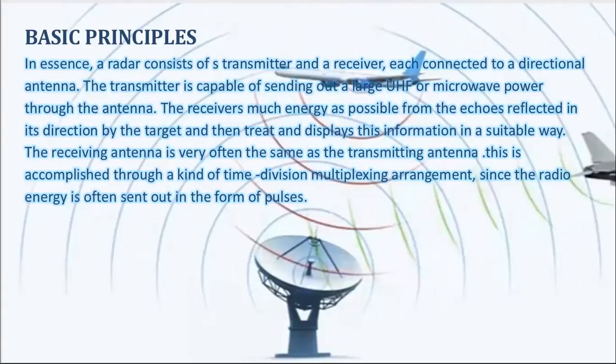Now discuss about the basic principles. In essence, a radar consists of a transmitter and a receiver, each connected to a directional antenna. The transmitter is capable of sending out a large UHF or microwave power through the antenna. The receiver receives as much energy as possible from the echoes reflected in its direction by the target and then treats and displays this information in a suitable way.